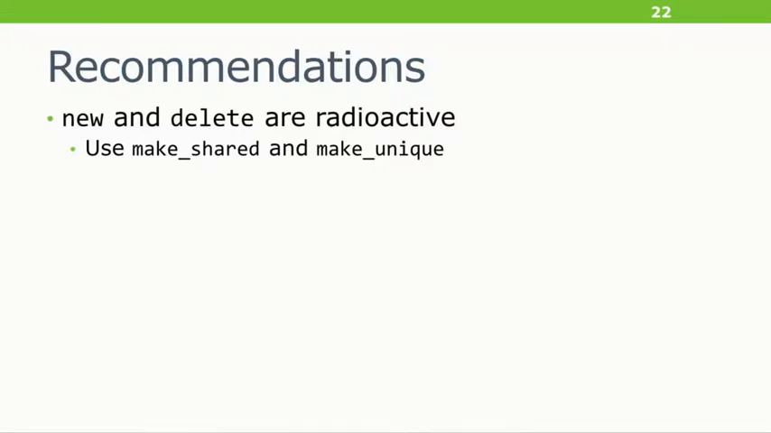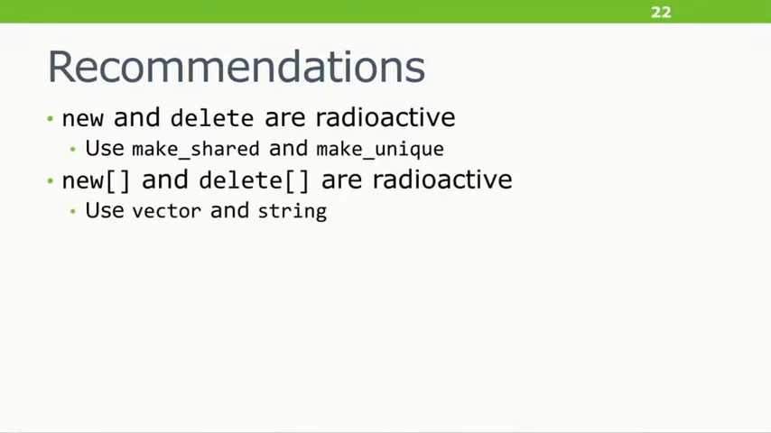New and delete and other raw resource management, they are radioactive. You should be using smart pointers as much as possible. Make shared, make unique. The only times you ever want to use new and delete are when writing fundamental resource managers, like say trees or something, or when writing extremely high performance code and you absolutely cannot take overheads. Actually, make unique has virtually zero overhead, so usually it's appropriate even in ultra high performance code.